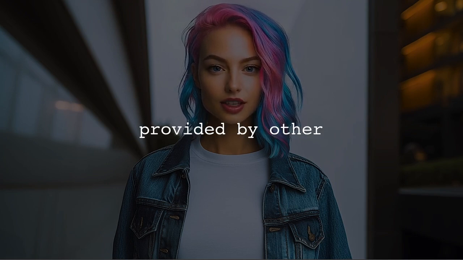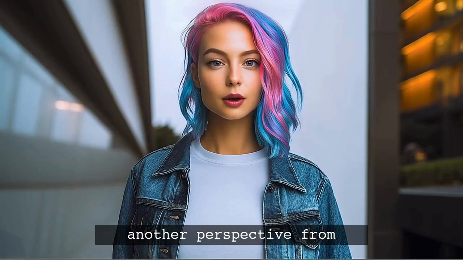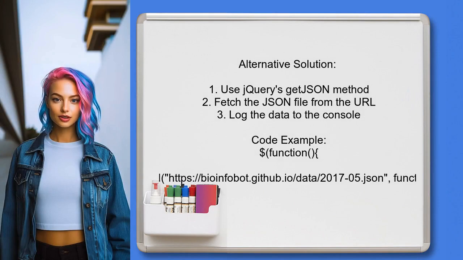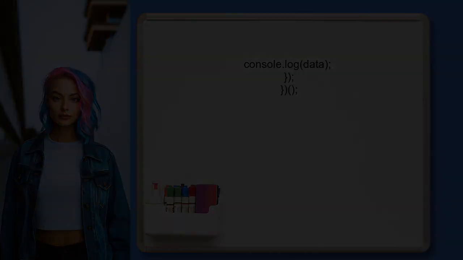Now let's look at the answers provided by other users. An alternative solution provided by another user suggests using the fetch function to retrieve your JSON file. They recommend making a request to the URL of your JSON file, then converting the response to JSON format. Let's check out another perspective from a different user. An alternative solution provided by another user suggests using jQuery's getJSON method to fetch the JSON file. They recommend wrapping the code in a function that executes immediately.